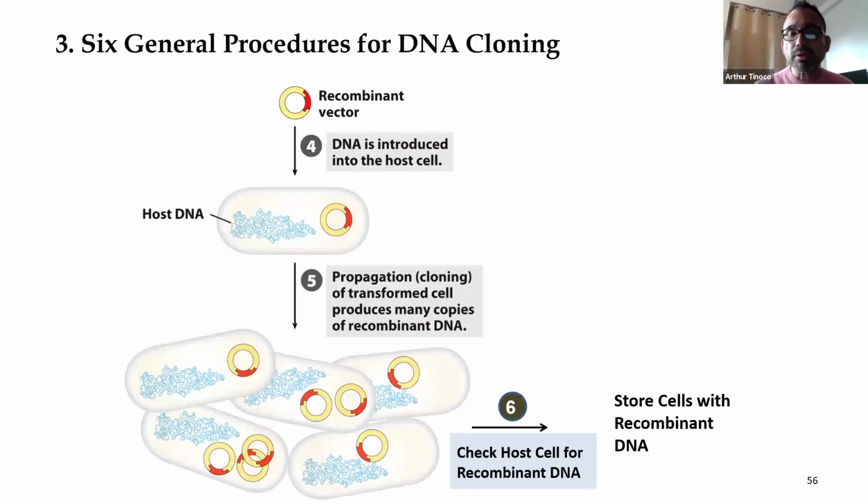Then you have that recombinant vector and you want to introduce it into a host cell. So essentially a host cell will pick up that recombinant vector. And then what you want to do is propagate, clone this several times so that you can produce a significant number of copies of your recombinant DNA. After that point, you will do a culture, growing up these cells, and you want to determine which of those cells contain the recombinant DNA for the purposes of storing them or using them for subsequent experiments.